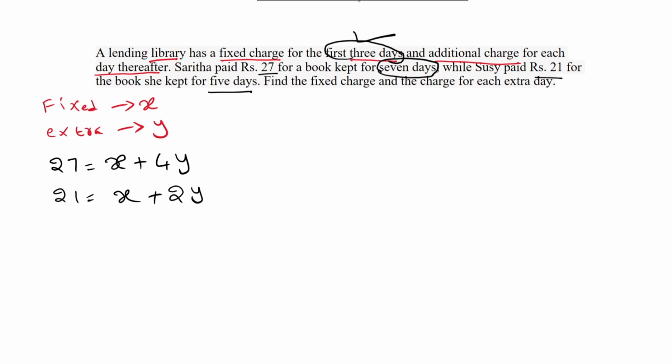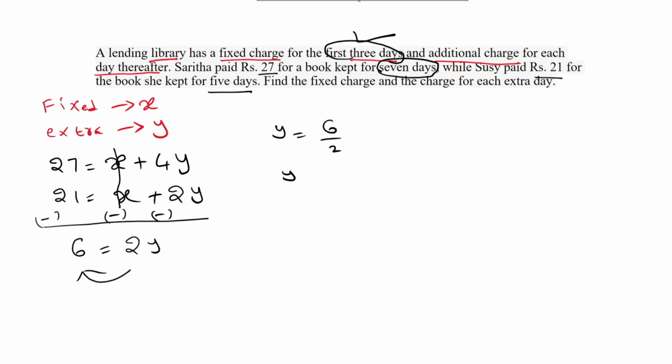Now let us simplify this. I am doing subtraction. So plus 21 becomes minus 21, plus x becomes minus x, plus 2y becomes minus 2y. 27 minus 21 is 6 equals, x minus x cancel, 4y minus 2y is 2y. Taking 2 to the left side, y equals 6 by 2. So y equals 3. It means the charge for each extra day is 3 rupees.